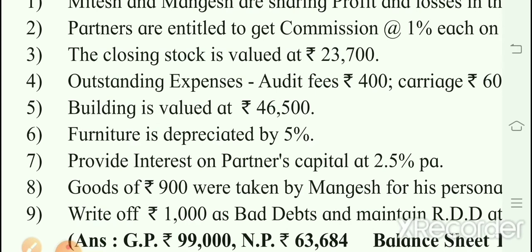Then next is furniture, depreciated by 5%. See, on the asset side the amount of furniture is 64,000. 5% of 64,000 means 3,200. Deduct this amount from furniture. In the outer column it will be 60,800, and the second effect will be written on the debit side of the profit and loss account.